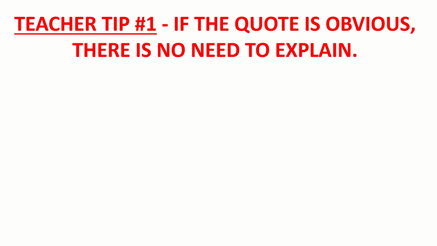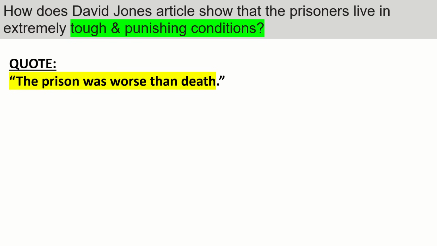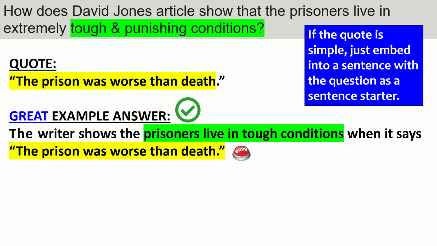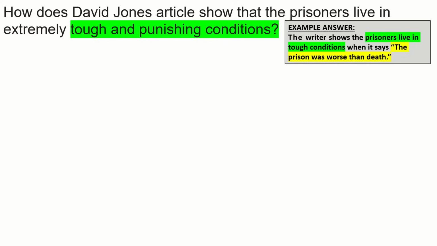Another tip for this question is the one I just said. If the quote is obvious, you don't need to explain. So let's say the quote was, the prison was worse than death, you can literally just shove it in a sentence. The writer shows the prisoners live in tough conditions when it says the prison is worse than death. What you wouldn't need to do is put the same thing and then do a little analysis where you say this shows it's a really horrible place. It's an absolute waste of time. So just get your mark and go on to your next quote.